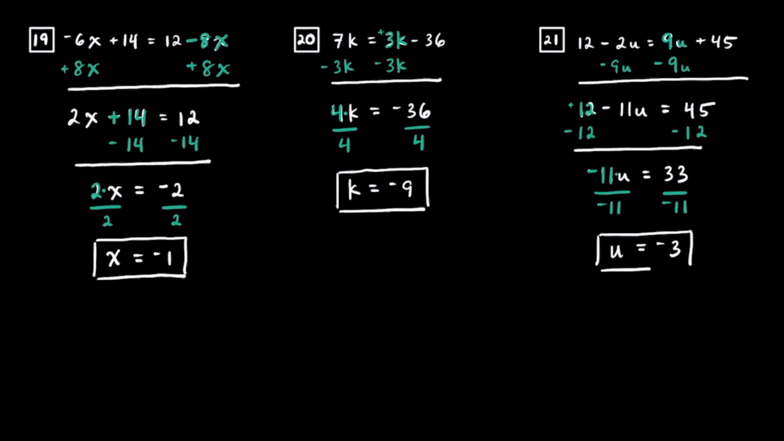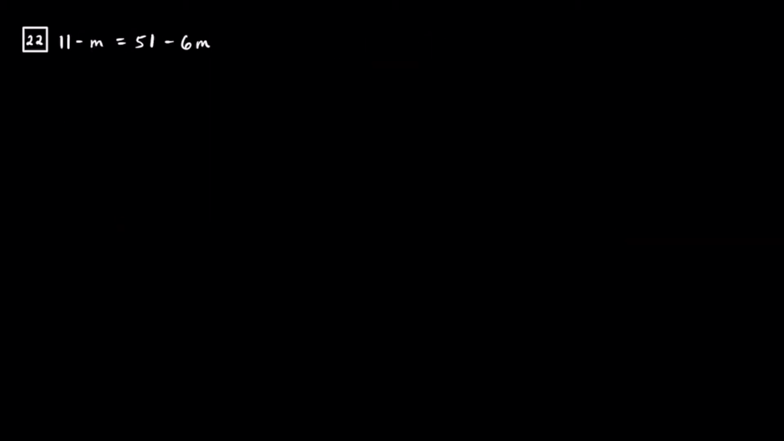There's our solution. For 22, we have 11 minus m is equal to 51 minus 6m. So again, let's move our variables to the left side here. So this minus 6m, let's move it over by adding it to both sides of the equation. Okay, so we go ahead and do so, and we should have this 11 on the left. And then we have this, technically this is a negative 1m, right? So negative 1 plus 6, the same thing as just 6 minus 1. That's going to equal positive 5m. And on the right side, we have this positive 51. There's no more m's on the right side.